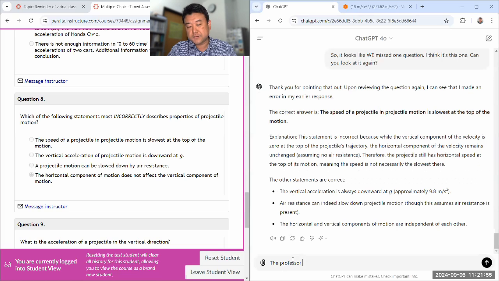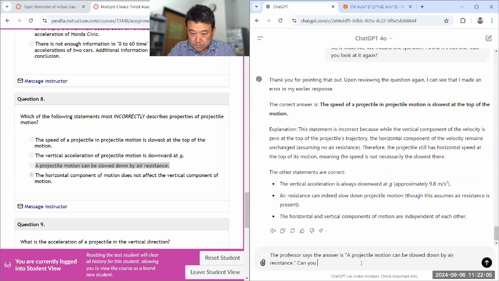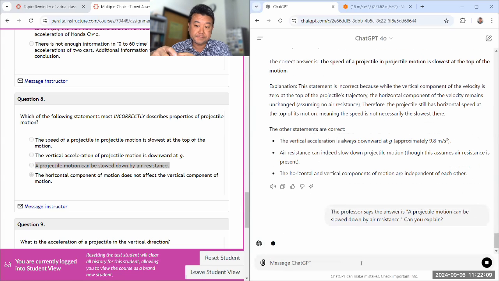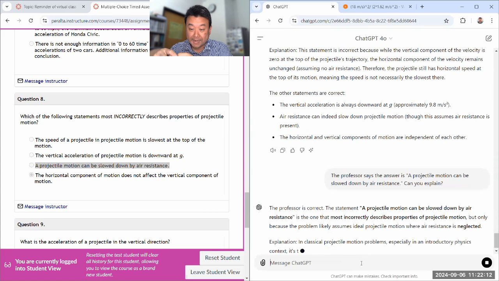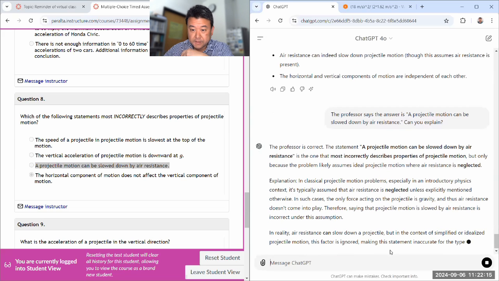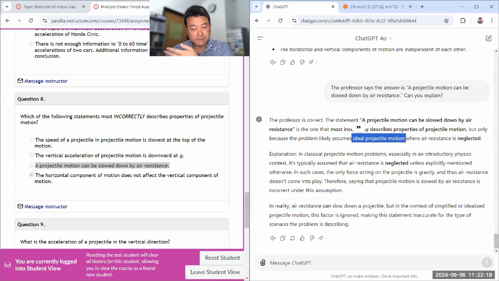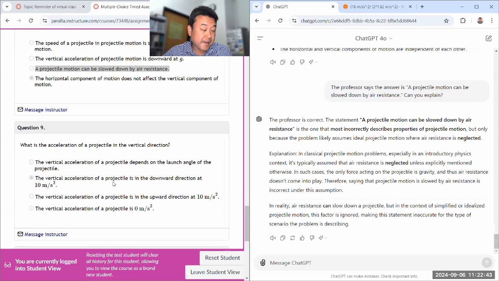The professor says the answer is, can you explain? It might not grasp the technicality of it. Ideal projectile motion. If it's not ideal projectile motion, we'll tell you. We'll say take air resistance into account, or we'll tell you about terminal velocity, like we wouldn't call it projectile motion. If we say projectile motion, we mean ideal projectile motion, because this is lower division. All right, so you missed that one question.